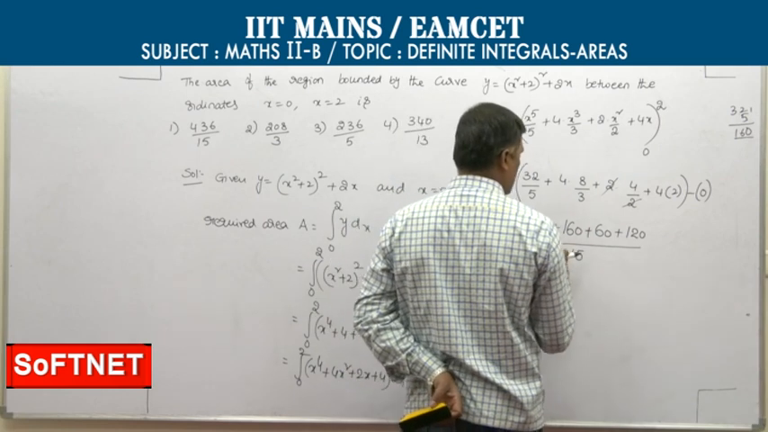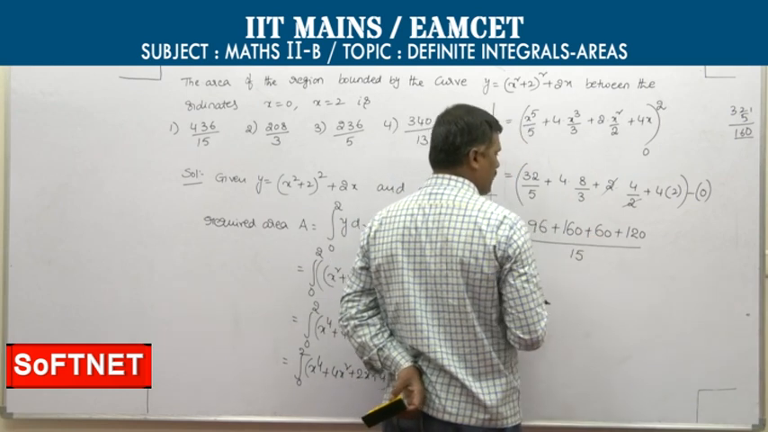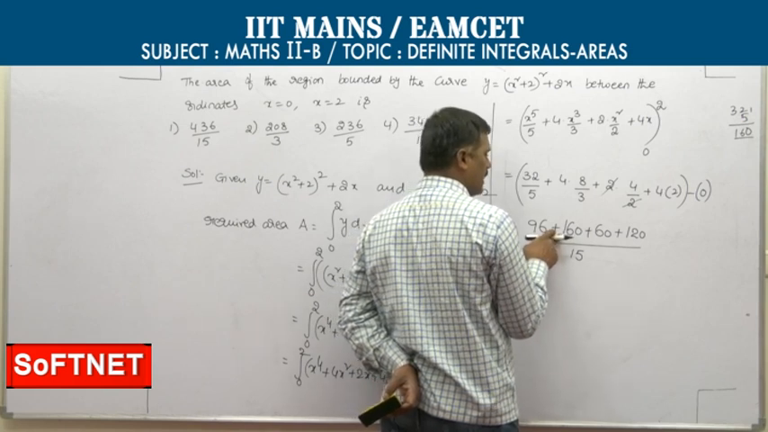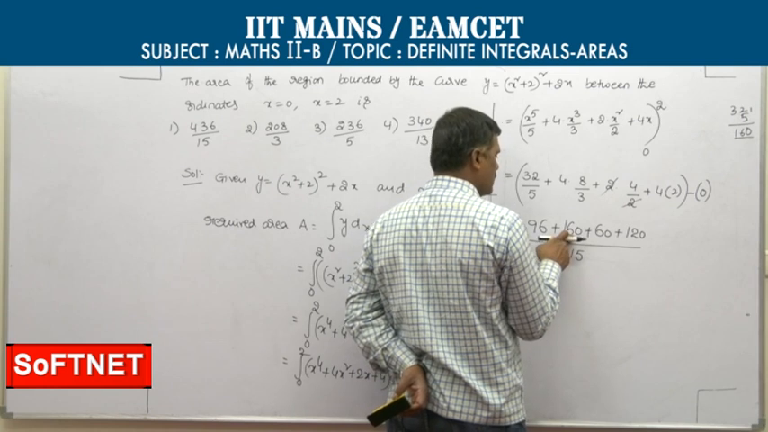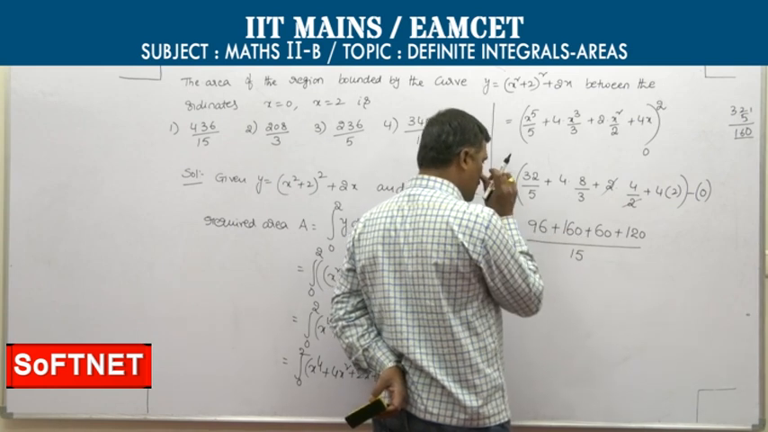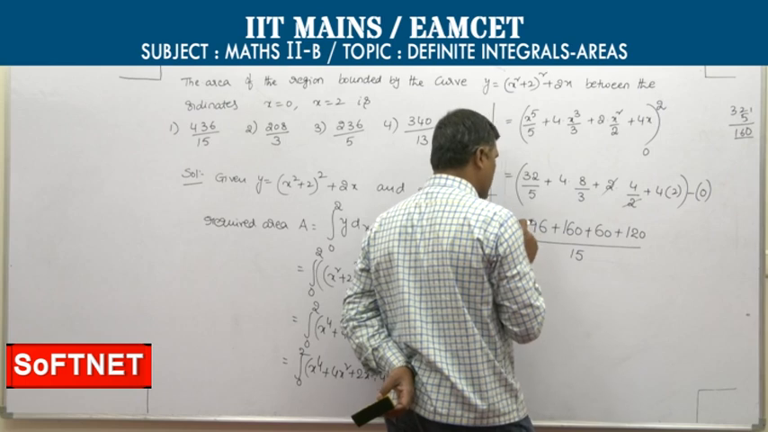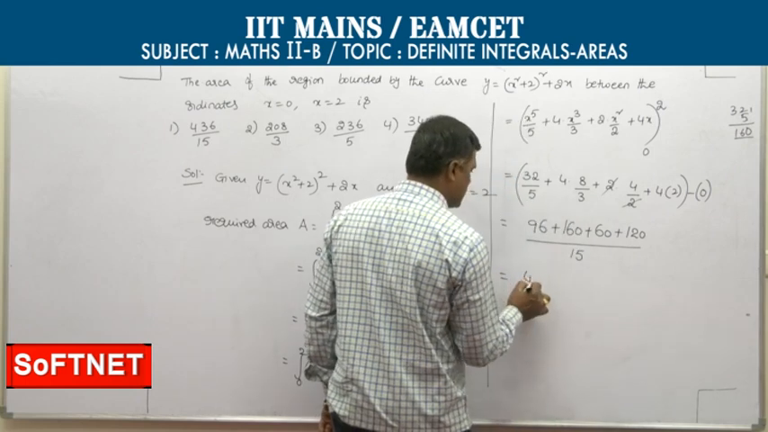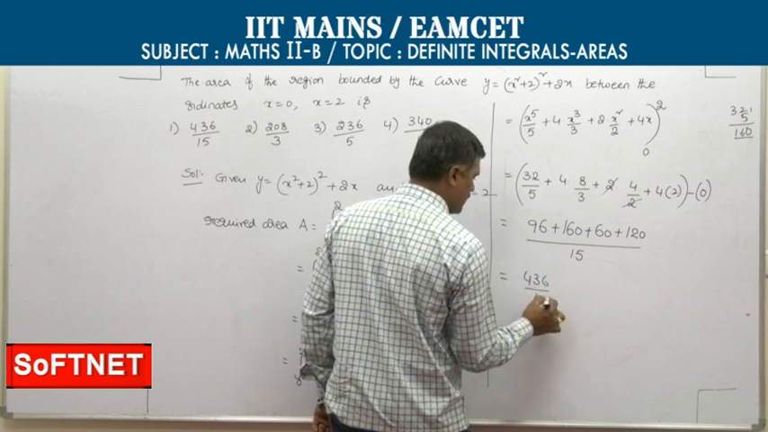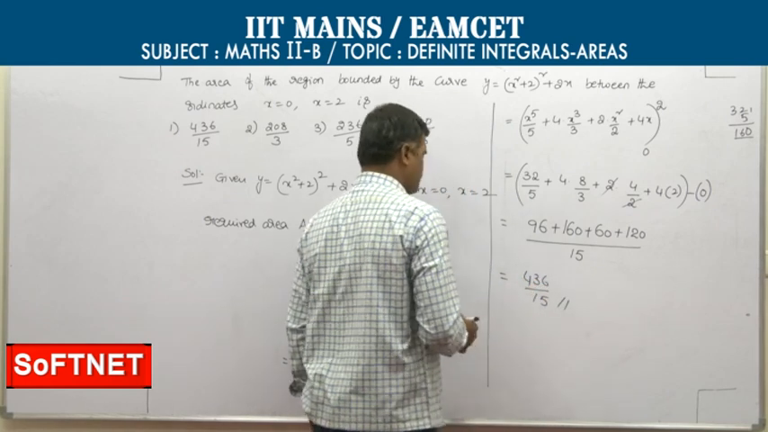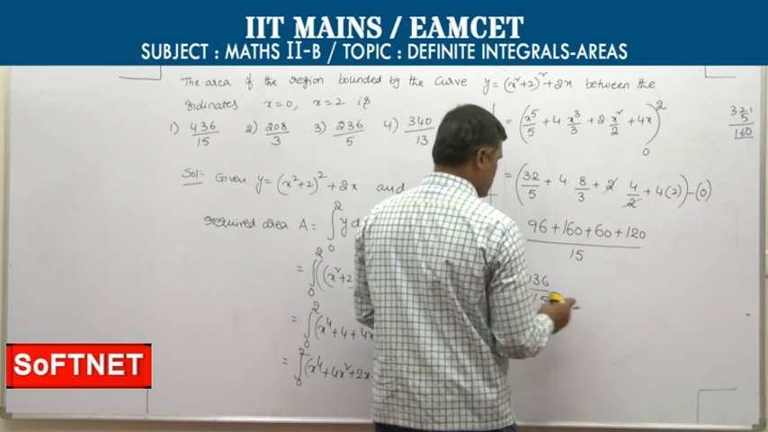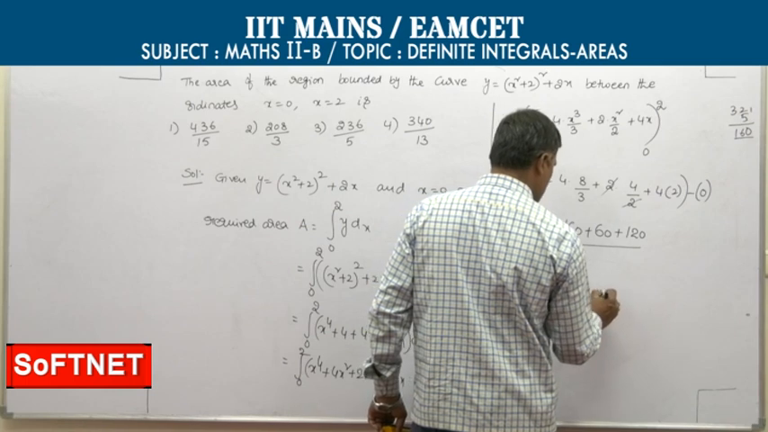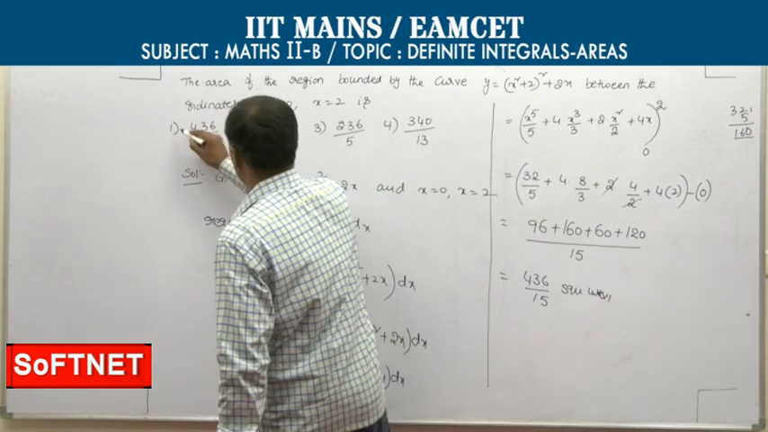That is equal to 120, 160, 180 plus 100 is 280, 340 plus 90, 340 plus 90, 436 divided by 15, which is the area in square units. The first option is the correct option.